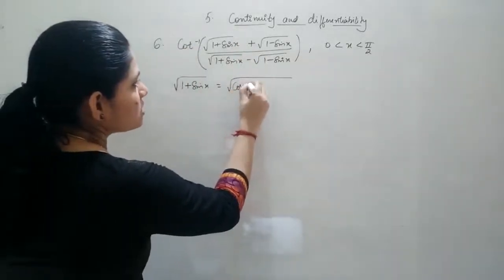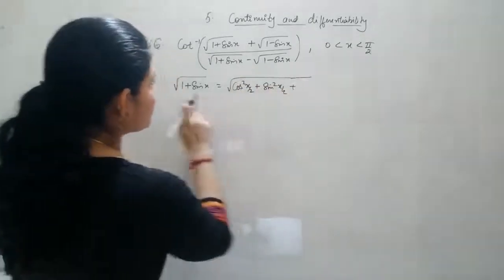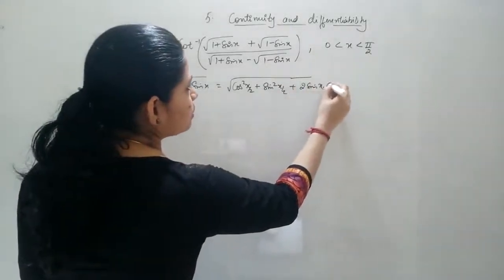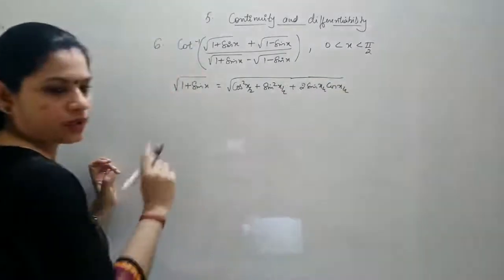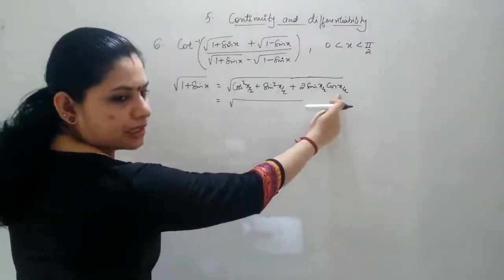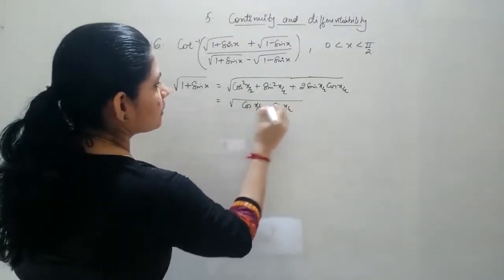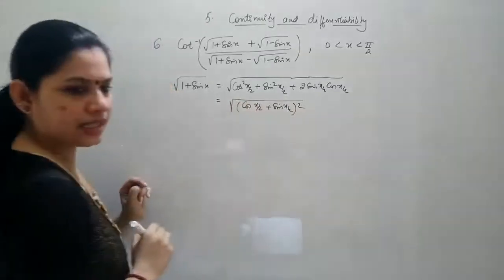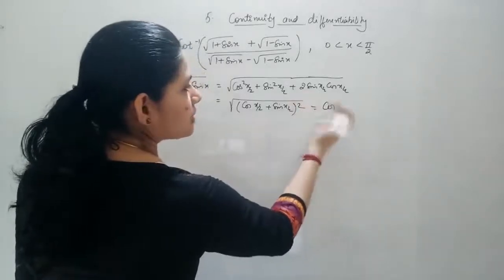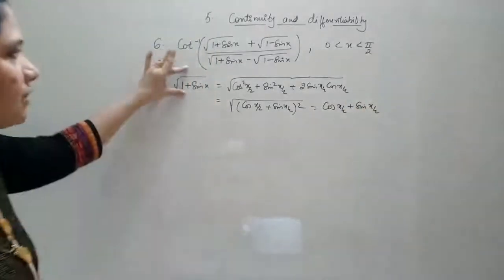So I am writing cos square x by 2 plus sin square x by 2 plus 2 sin x by 2 cos x by 2, where I have written 1 as this much and sin x as 2 sin x by 2 cos x by 2. Now this is a square plus b square plus 2ab, so I can write it as a plus b the whole square. The root and the square get cancelled and you get cos x by 2 plus sin x by 2.